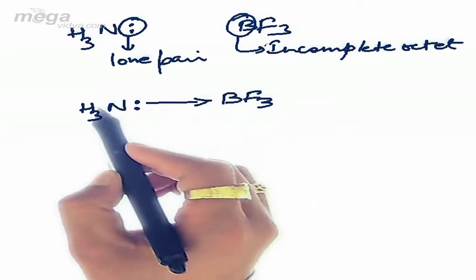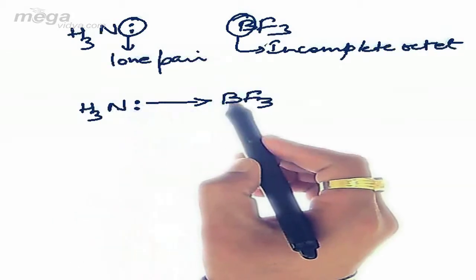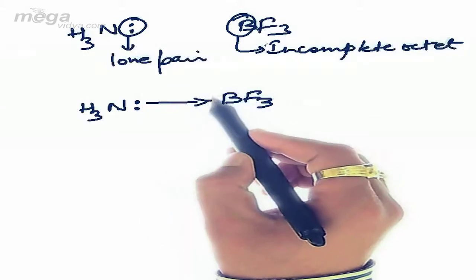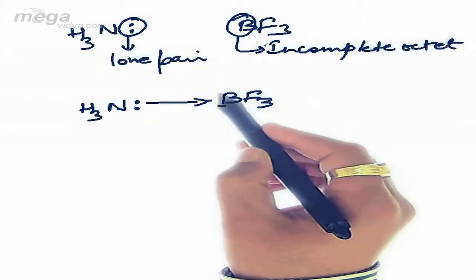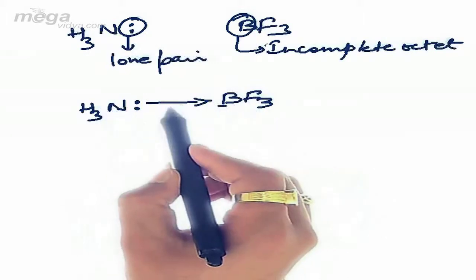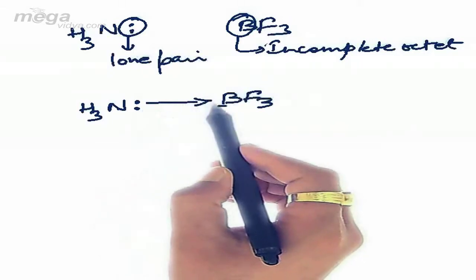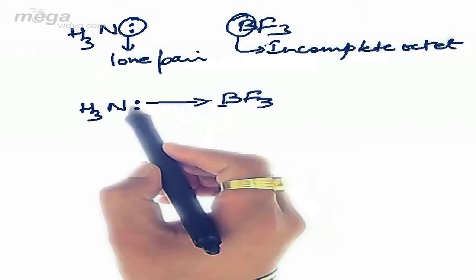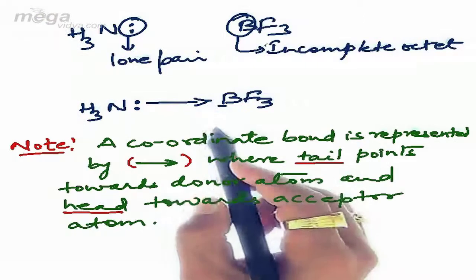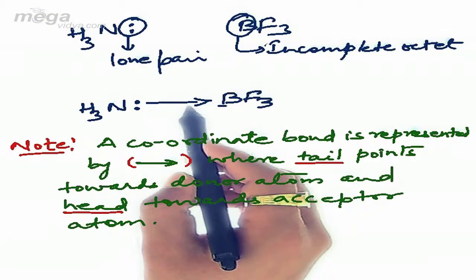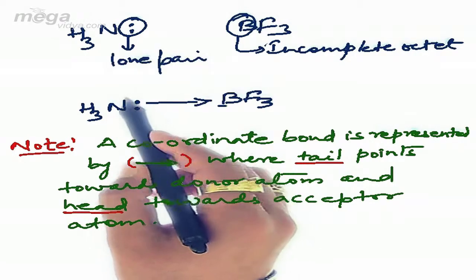So remember that whenever an electron-rich atom having a lone pair shares its pair of electrons, that is the lone pair, with an atom belonging to a molecule where it has an incomplete octet or where it is electron deficient, then in that case the resultant bond will be called a coordinate bond. Now student, remember, we represent the coordinate bond by an arrow, where the donor atom will have the tail and the acceptor atom will have the head. So for coordinate bonding, we have to represent the bond by an arrow, and the tail of the arrow should be towards the donor atom.